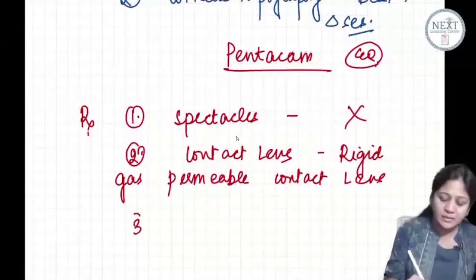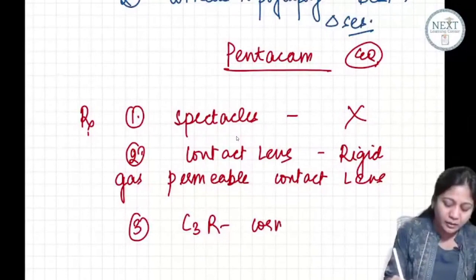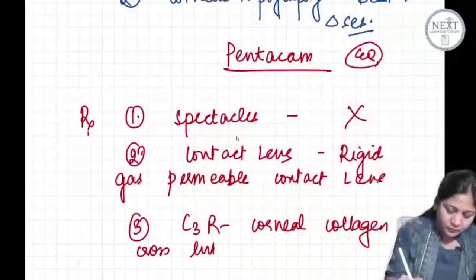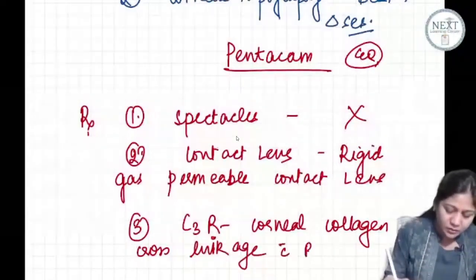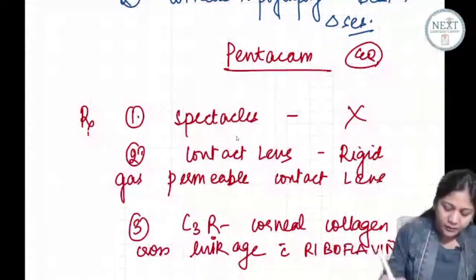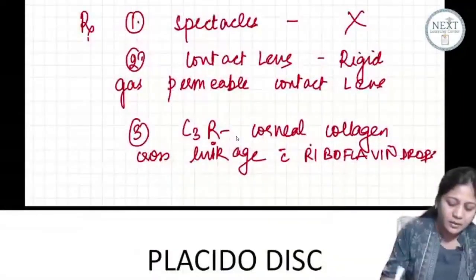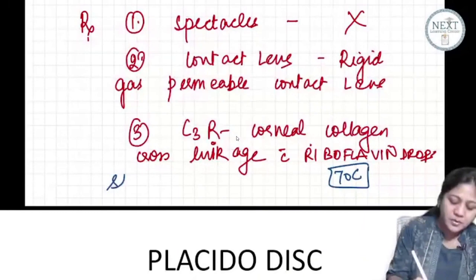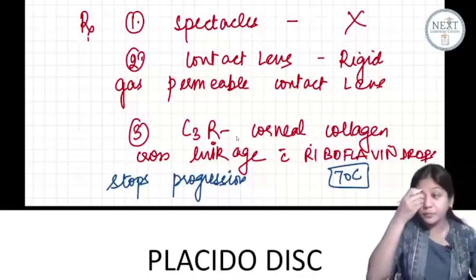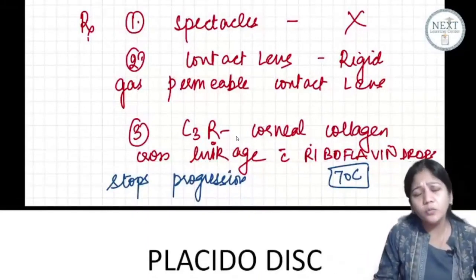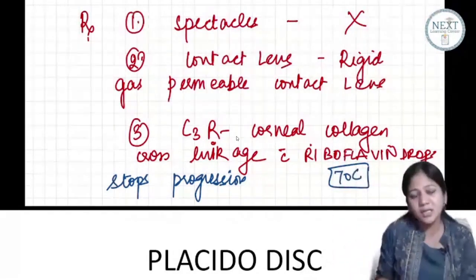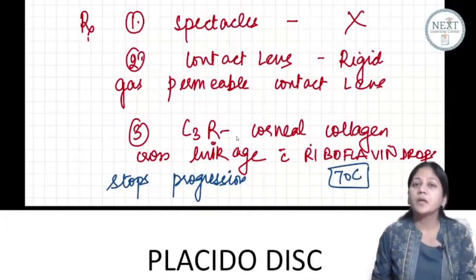So to stop the progress, we have another procedure which we call C3R, corneal collagen cross linkage with riboflavin drops. ठीक है, with riboflavin drops. So this is your treatment of choice, because it stops the progression. Okay. So they ask you, riboflavin is which vitamin? Vitamin B2. So vitamin B2 is used in treatment of which pathology? It is used for treatment of keratoconus.